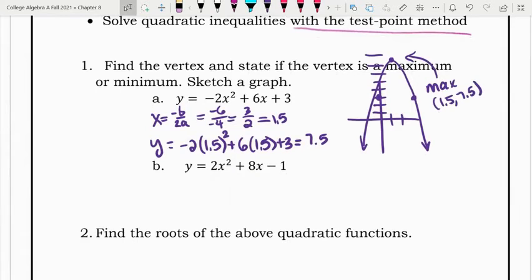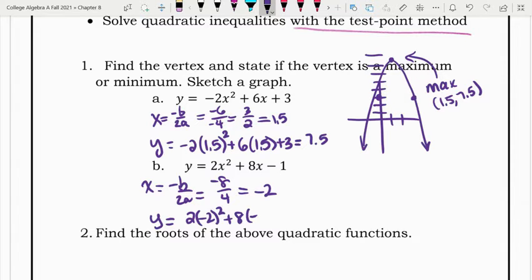All right, the next one, vertex is x equals negative b over 2a. So I'm going to write that again, which means negative 8 over 4. So I get negative 2. My y is 2 times negative 2 squared plus 8 times negative 2 minus 1. Use your calculator. So 2 times 4 minus 16 minus 1 gives me negative 9.